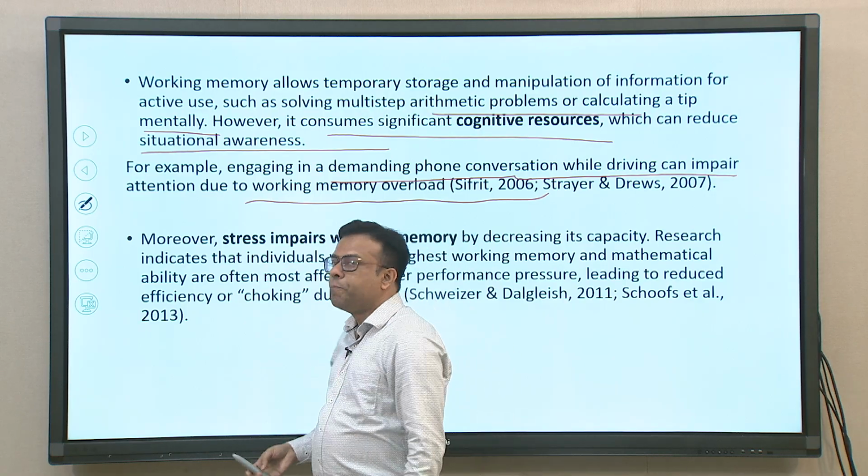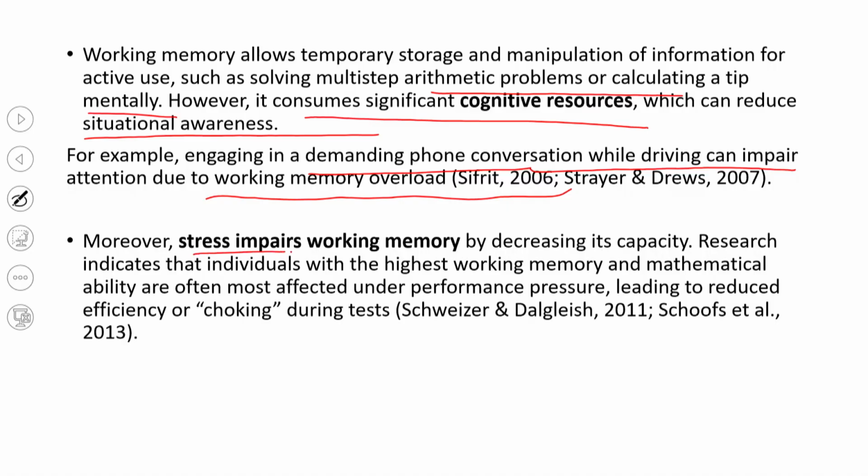Other things can also impair the capacity of working memory, like stress. Whenever you are highly stressed, your working memory capacity goes down. Research indicates that individuals with the highest working memory and mathematical ability are often most affected under performance pressure, leading to reduced efficiency or choking during the test. Because of the stress, their working memory is not able to function properly and its capacity decreases, and that is why many times you are not able to mentally do a lot of tasks that you are generally able to do when you are under stress and pressure.